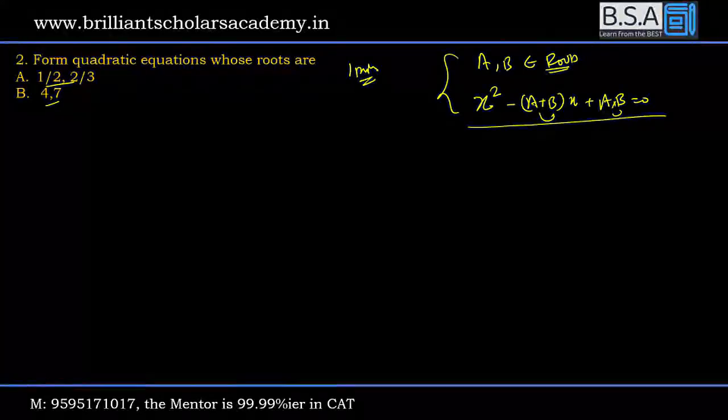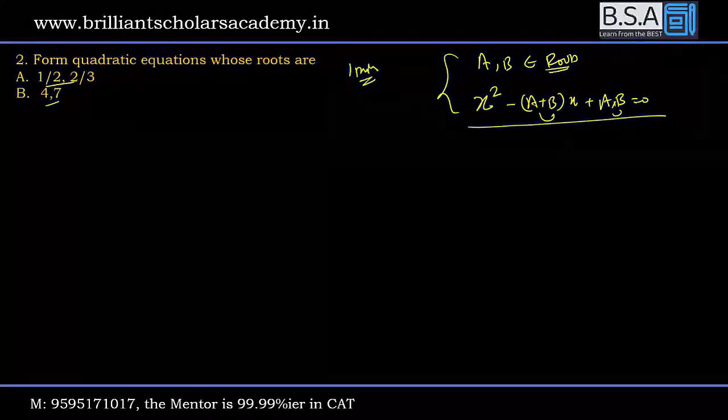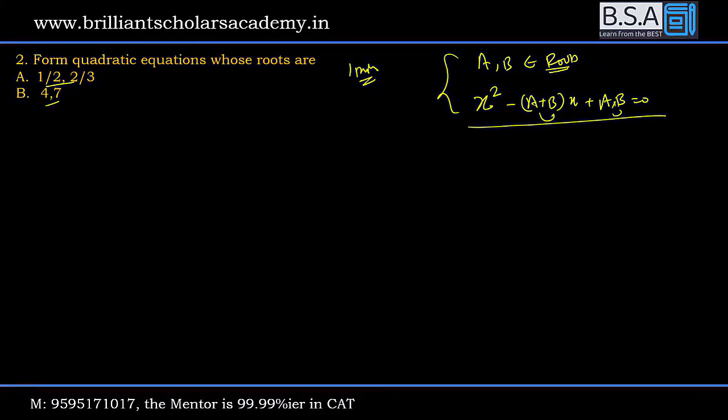When roots are available, कोई दिमाग नहीं लगाना, कुछ नहीं. a plus b बीच में आएगा with a minus sign and a into b आखिरी में आएगा with a plus sign. So what will be the first equation? Simply x square minus 1 by 2 plus 2 by 3x plus 1 by 2 into 2 by 3.